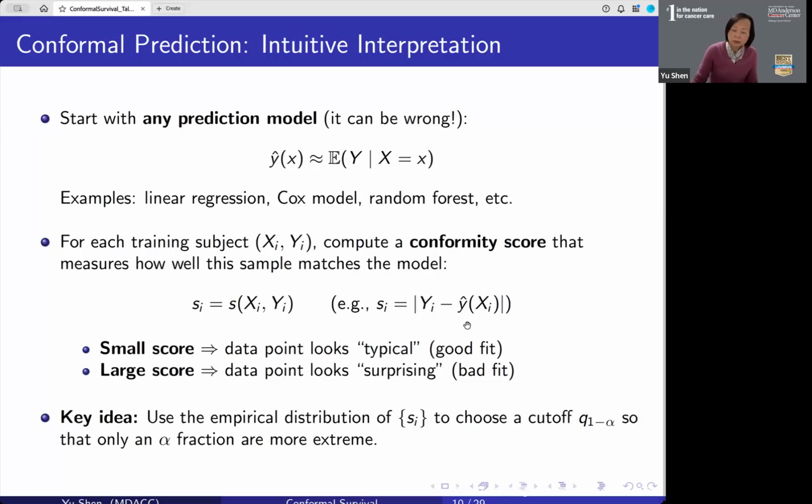Then we measure the absolute residual between the observed and the predicted value from the training. Based on the conformity scores generated from the training data set, we just rank them. It's just a rank-based analysis. Then we try to find the cutoffs of the lower quantile, like 5%, and the upper 95% quantile. And then we invert those scores to find the conformal interval for the outcome of interest.